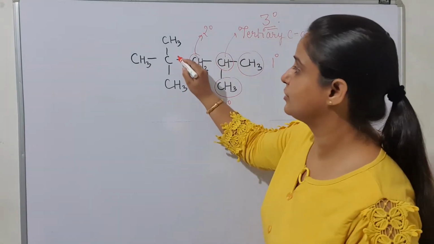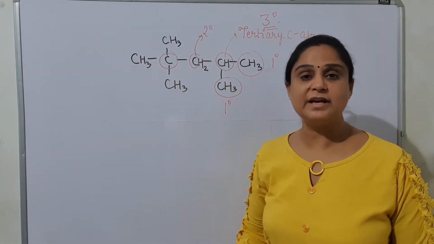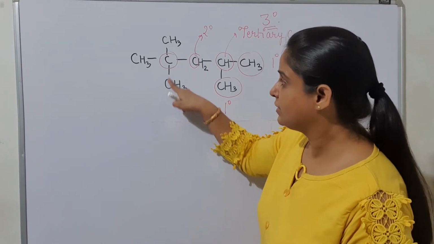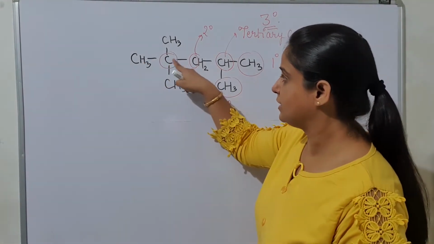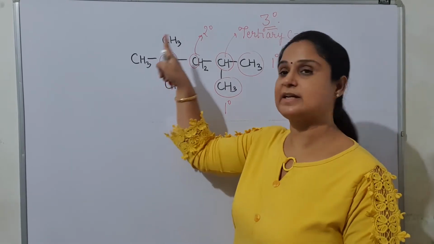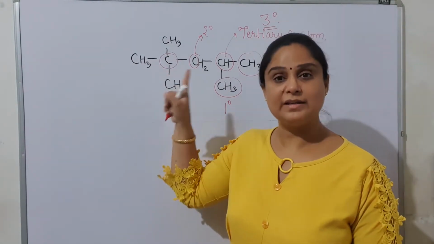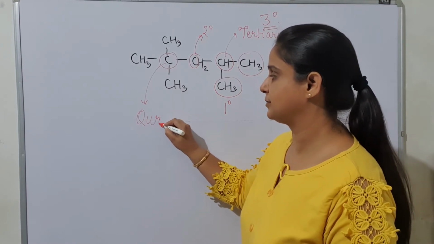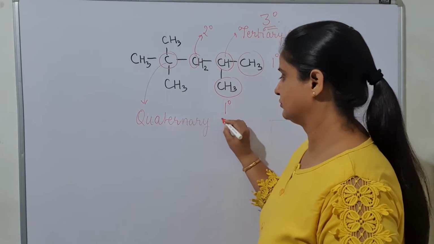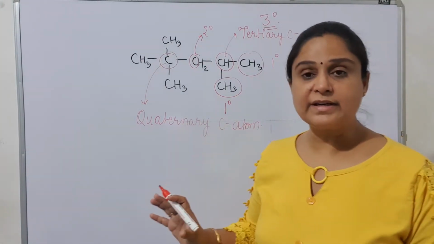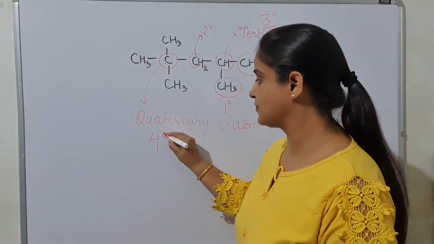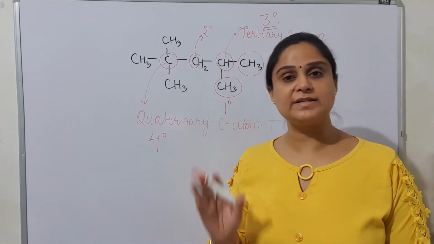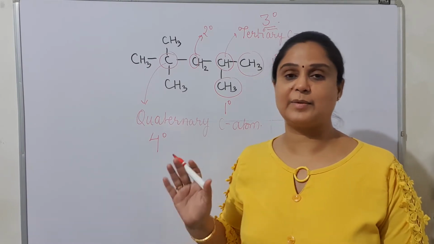Now just concentrate on this carbon. Can you see how many carbon atoms it is connected to? Look, 1, 2, 3, 4. So this carbon atom is connected with 4 other carbon atoms, and that is why I will name this carbon atom as quaternary carbon atom. Okay, and quaternary carbon atom can also be known as 4 degree carbon atom. So I hope it is now clear to you what is primary, secondary, tertiary and quaternary carbon atom.